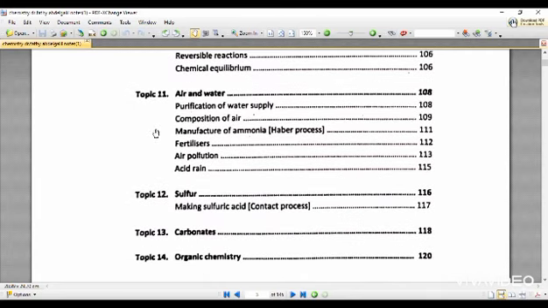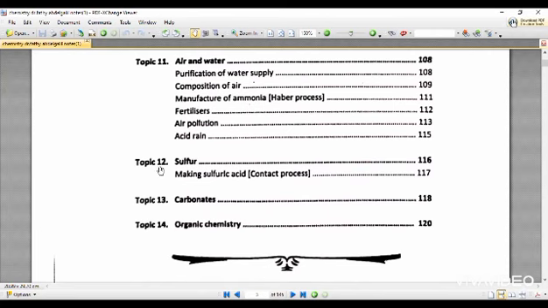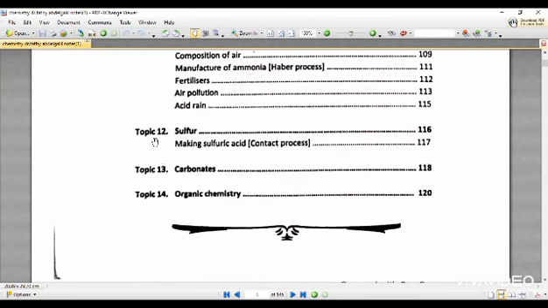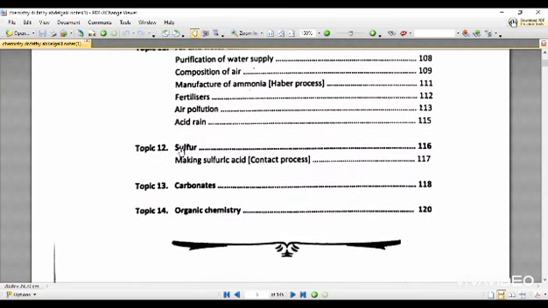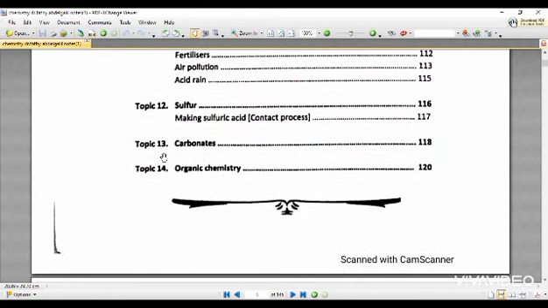Topic number 11, it's an easy one concerning air and water, and you have been familiar with these points all over your past years in school. Topic number 12 is also an easy one concerning a non-metal like sulfur. It's an important non-metal. And topic number 13 is dealing with carbonates, and then our large topic, which is organic chemistry. You will also hear that this topic is a hard one.